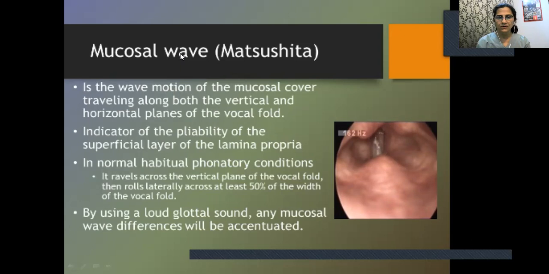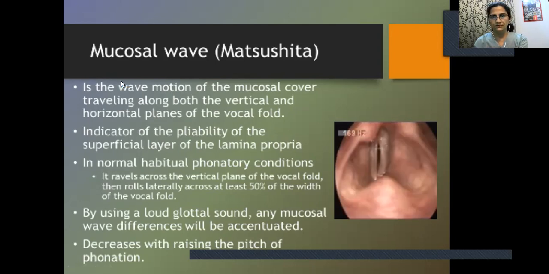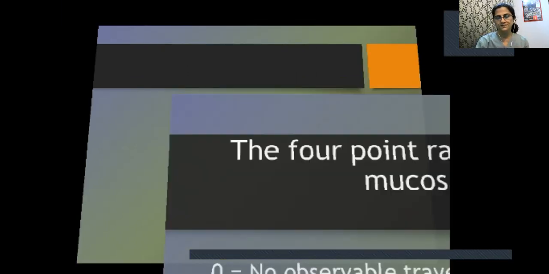If you increase the loudness, the mucosal wave will be accentuated. The mucosal wave decreases with increase in the pitch of phonation. You can rate the mucosal wave as 0 when no traveling wave is observed, 1 when there is a restricted mucosal wave, 2 is a normal mucosal wave, or 3 is when there is a large mucosal wave which runs from the glottic margin till the lateralmost portion of the vocal cord.